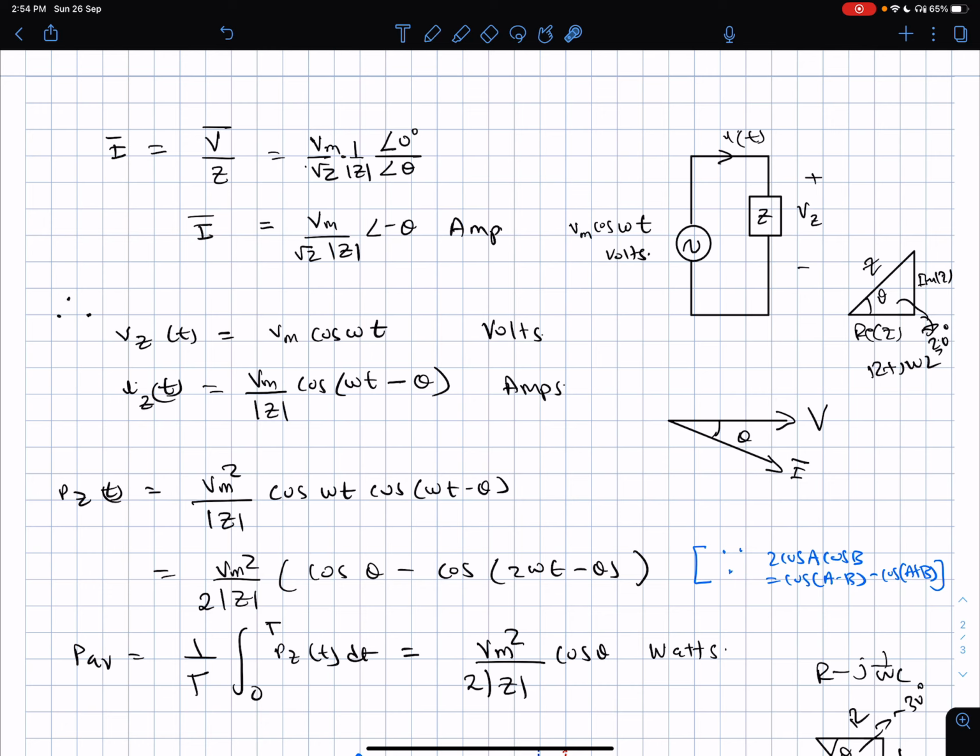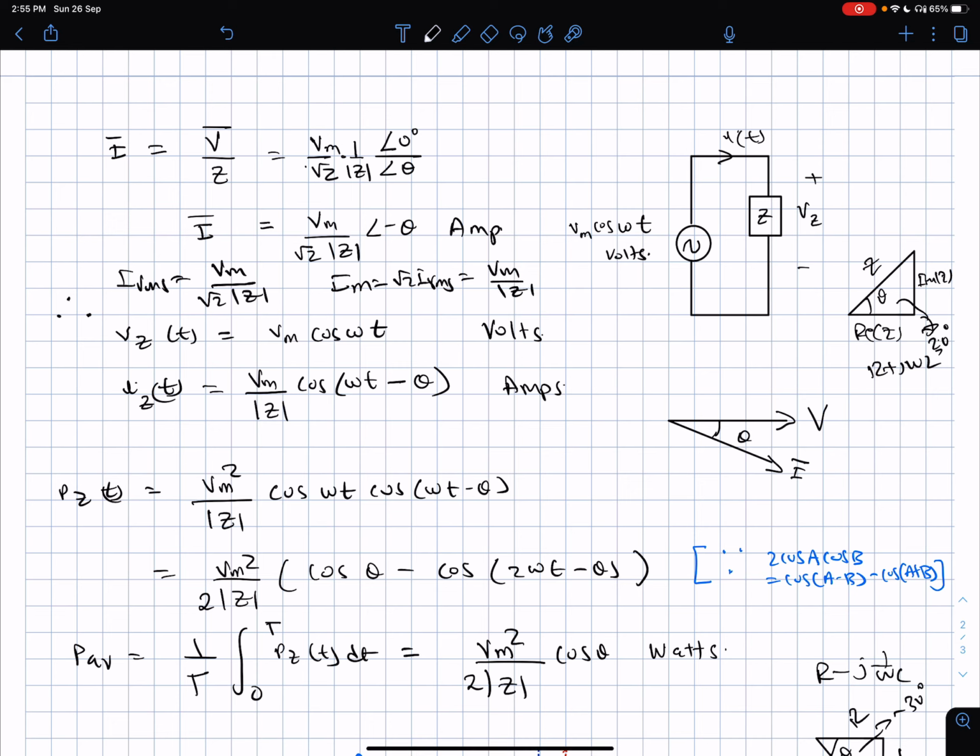The RMS value is Vm by root 2 times the modulus of Z. So what is going to be the peak value of Im? This is the RMS value of the current. Because my phasors are now given with the RMS convention, this is the RMS value. If I ask you what is the peak value, it is root 2 times IRMS, so it is going to be just Vm by Z.